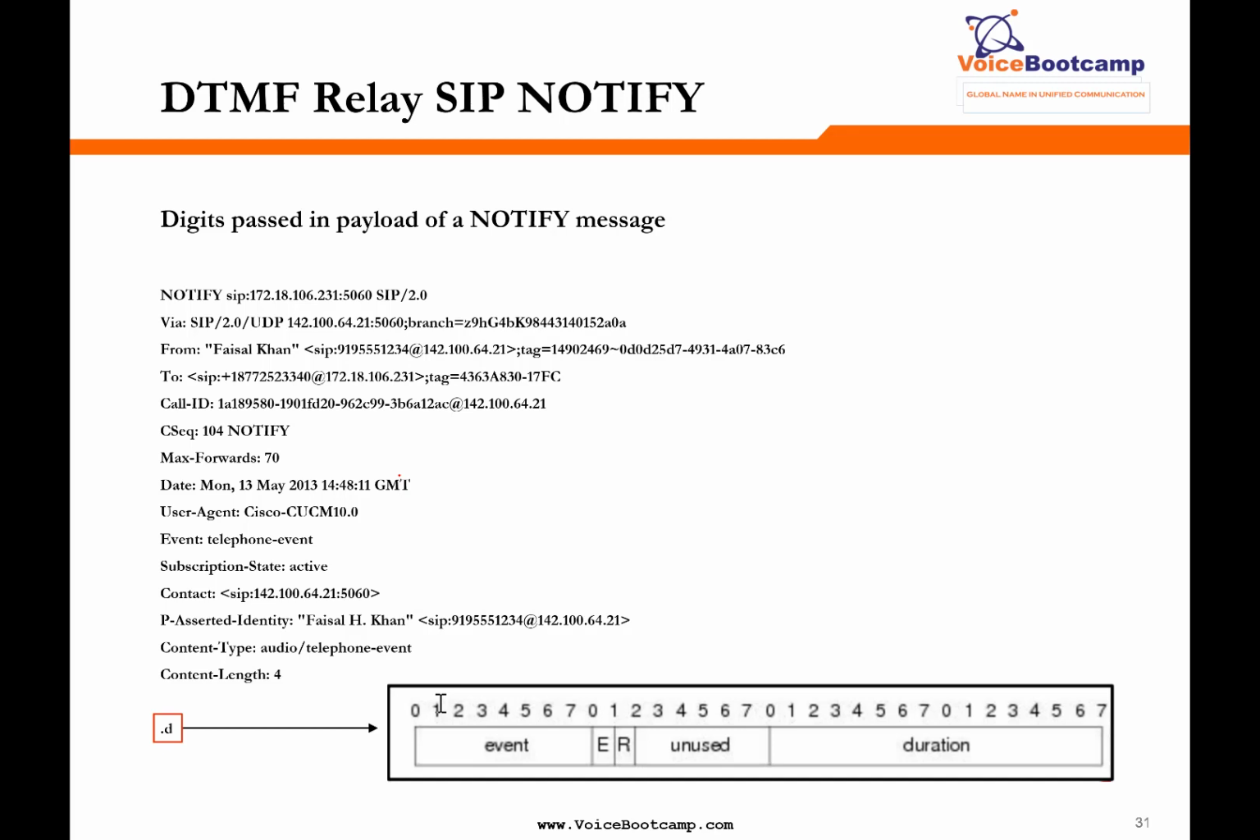Now, in a DTMF relay SIP notify, your digits are passed in the payload of the notify message. So you will see there will be traffic called notify, which will contain the payload. And if the payload obviously contains a certain digit, you'll see the content length will be greater than 0. And here you can see the sequence is notify.